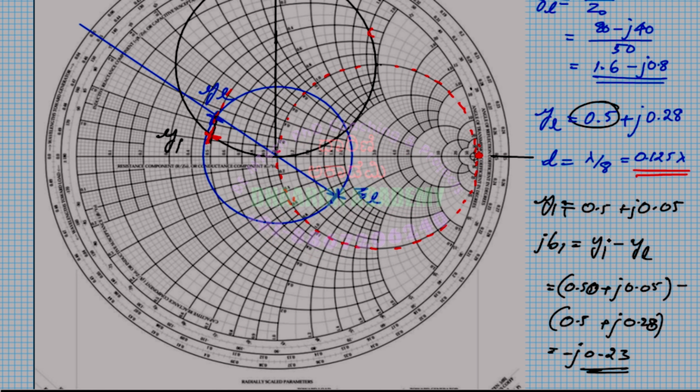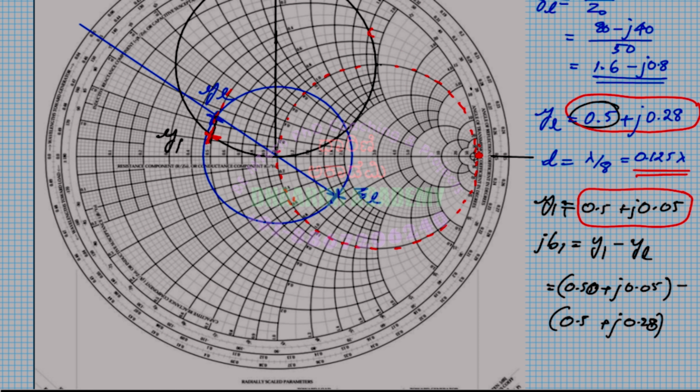No, I subtracted. So you see, I'm supposed to subtract the y1 minus yL. So y1 is this, yL is this. 0.05, 0.5 will get cancelled. Okay, and 0.05 minus 0.28 is how much? Maybe I made a mistake here, so just do a calculation. So this is wrong. Okay, just subtract.